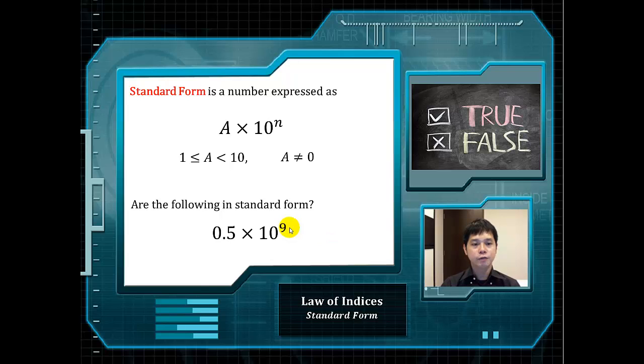Is this in standard form? No, because a now is less than 1. What about this? This is not in standard form because n is not an integer here. Is this in standard form? Even though a may have a lot of digits, it is still more than or equals to 1 and less than 10. And n here is still an integer.